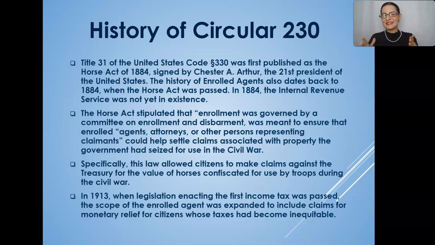Okay, so that's basically how Circular 230 came into existence, how enrolled agents came into existence. They were basically representing people or helping to represent people before the U.S. Treasury Department so they could get some money back from the U.S. Treasury Department when U.S. troops took their horses that were seized during the Civil War. Okay. Now, the first income tax in the United States wasn't actually passed until 1913. So several decades later. And what happened at that time is the scope of the enrolled agent, their duties, was expanded to include claims for monetary relief for citizens whose taxes had become inequitable.